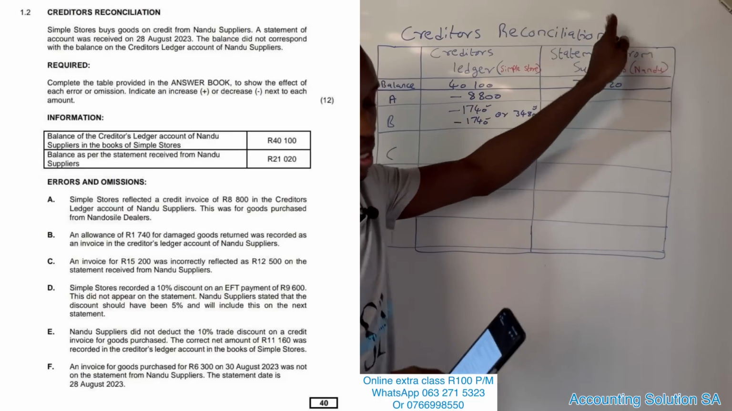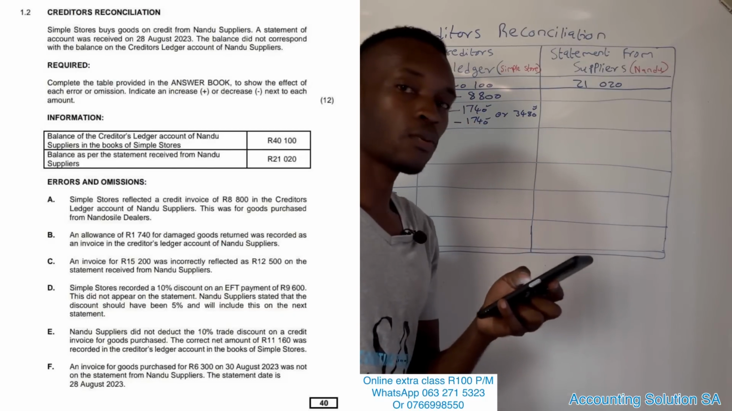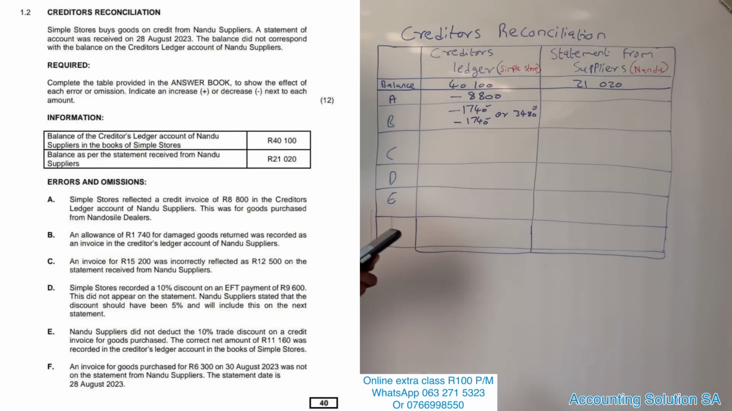They're the one who made the mistake, our supplier. They say that the invoice of 15,000, they show it as 12. Instead of recording more, they recorded less, which means that in order to cover up, we must calculate the difference between these two and go and edit.